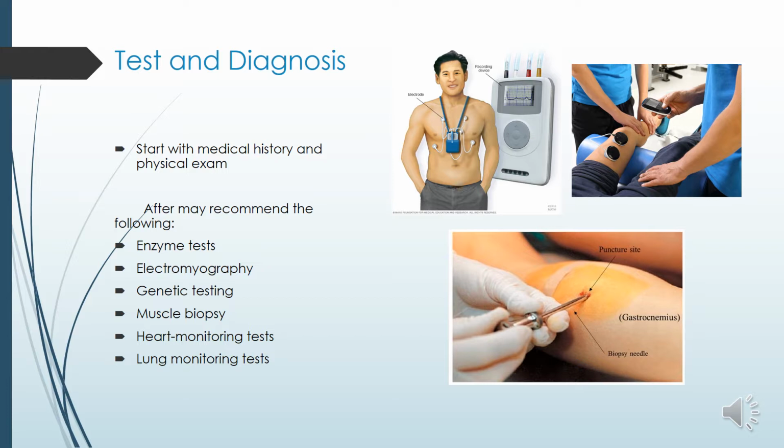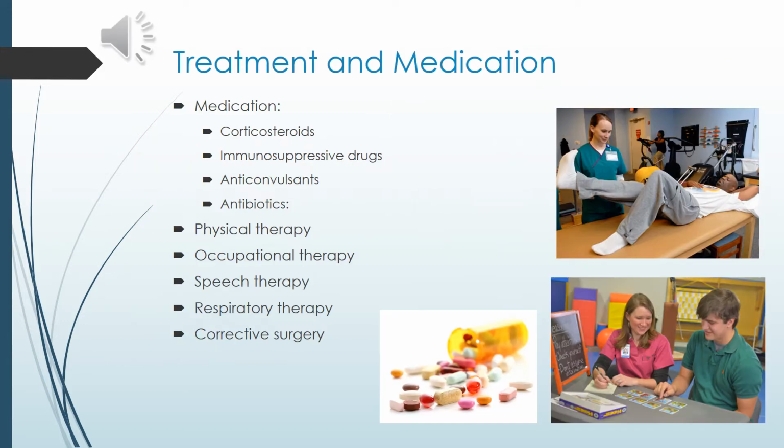Tests and diagnosis. So typically it starts with getting a detailed medical history and a physical exam. Afterward, the doctor may recommend the following: an enzyme test, electromyography or an EMG, genetic testing, muscle biopsy, heart monitoring tests, and lung monitoring tests.